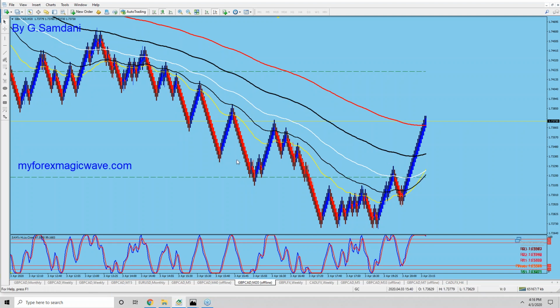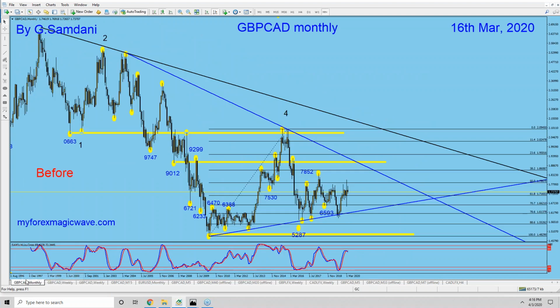Now the pound CAD, you open the trade, and especially when I give you some charts, pay attention to those, because those are the proper setups. But let's take a look at this pound CAD. This is what the pound CAD was doing.